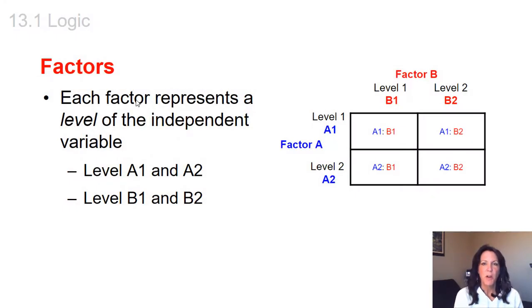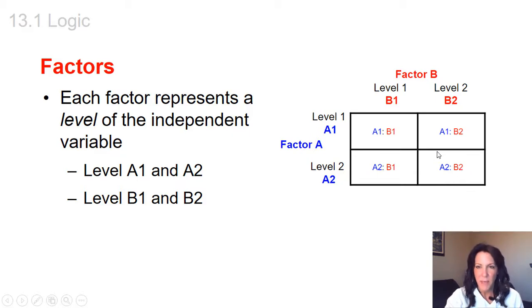So when we talk about our factors, each factor has different levels of the independent variable. If we look over here on the left, we have factor A, and factor A has level 1 and level 2, or group 1 and group 2. And then over here we have factor B that also has two levels or two groups, level 1, level 2, or group 1 or group 2. What this produces for us is a matrix that combines the different levels of the factors together.